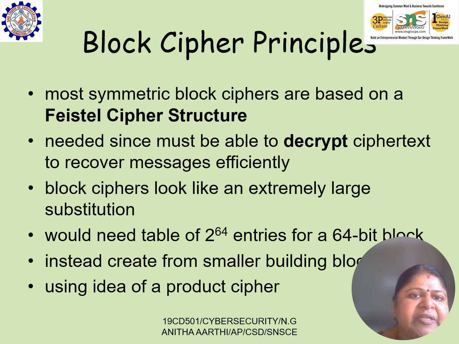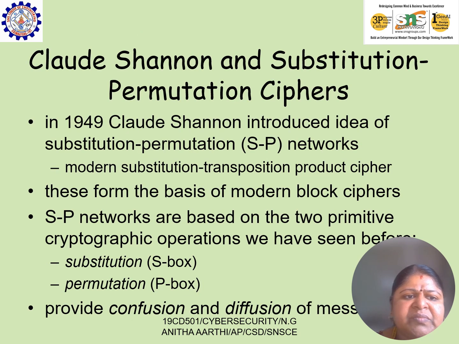Most symmetric block ciphers are based on the Feistel cipher structure. This is needed since we must be able to decrypt the ciphertext to recover messages efficiently. Block ciphers look like an extremely large substitution, and it would need a table of 2 power 64 entries for a 64-bit block. Instead, we create it from smaller building blocks, using the idea of a product cipher. Next, Claude Shannon and substitution-permutation ciphers.